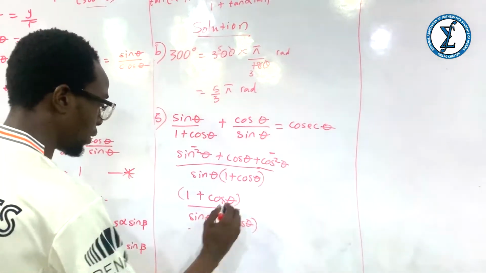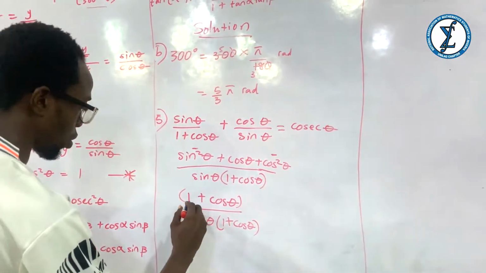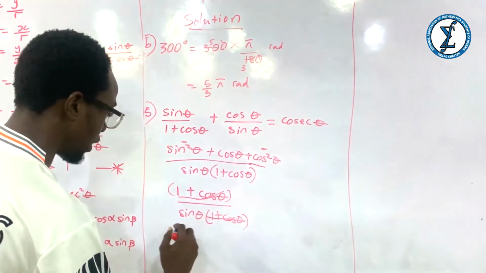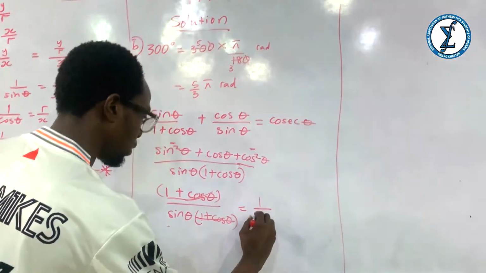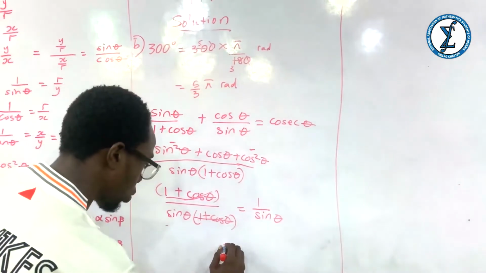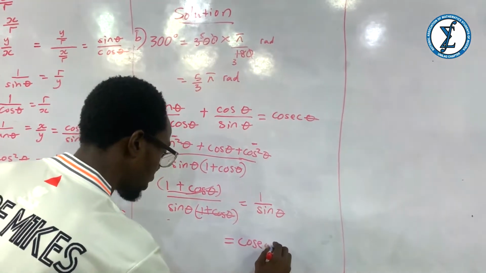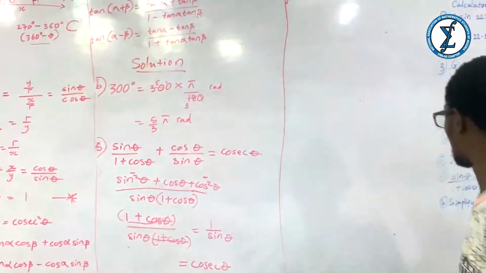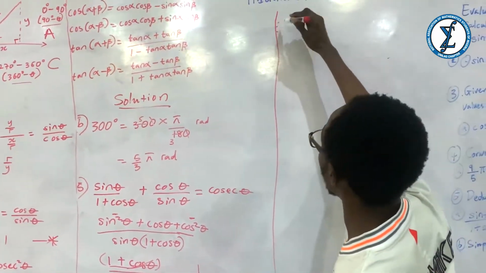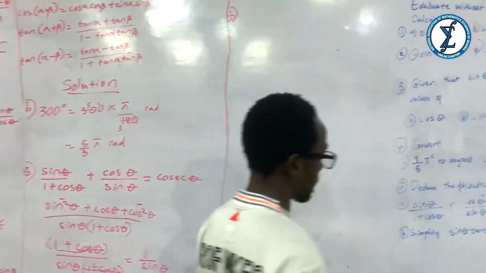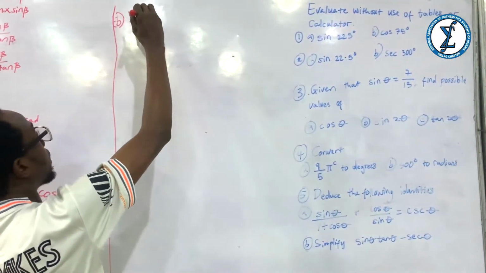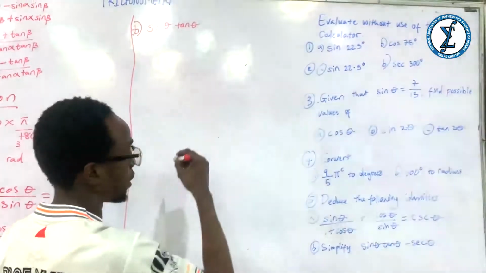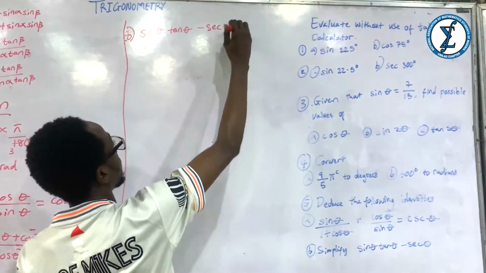Now we have this here and we have it here, and of course you know that they would cancel out, and so we'll be left with 1 over sine theta, which is equal to cosec theta. And so we have proved this identity, or we deduced it as we were asked to. And finally, 5b, we have to simplify sine theta tan theta minus sec theta. So we are simplifying.